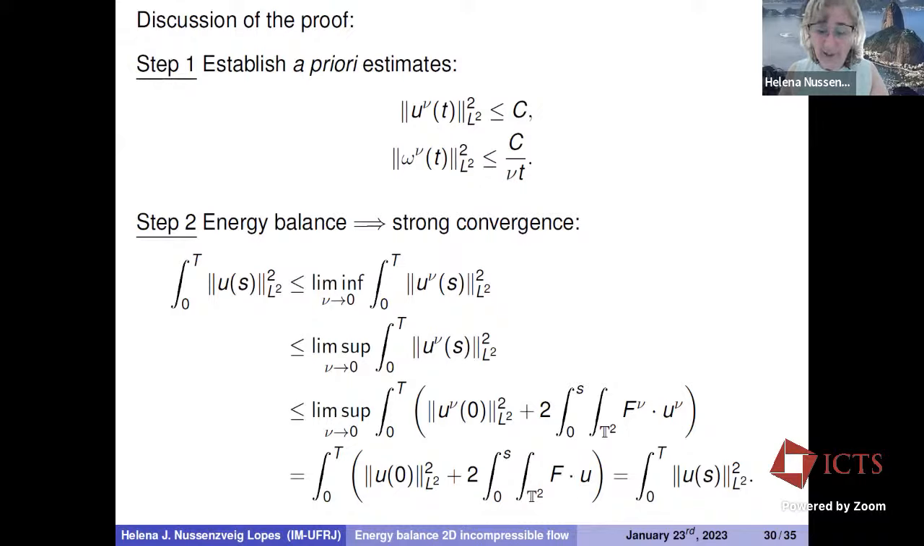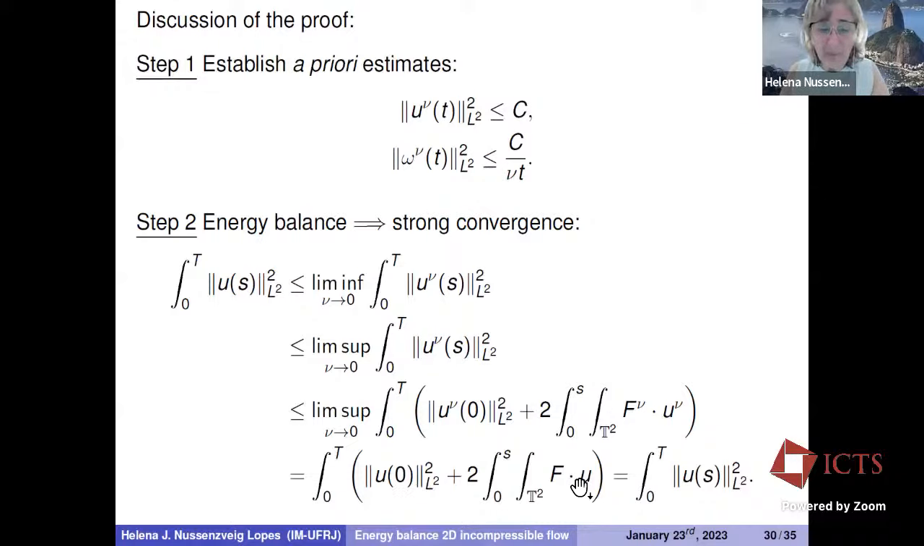Also, for any s, this object here is bounded. It's a bounded quantity for s less than or equal to capital T. So you can use the dominated convergence theorem or something to say that the lim sup of this is equal to the integral from 0 to t of the initial data, L2 norm squared, the kinetic energy for the inviscid solution, plus twice this integral here with f times u.